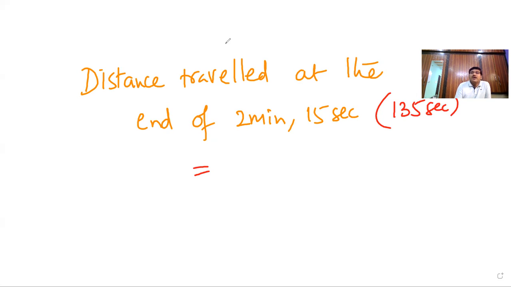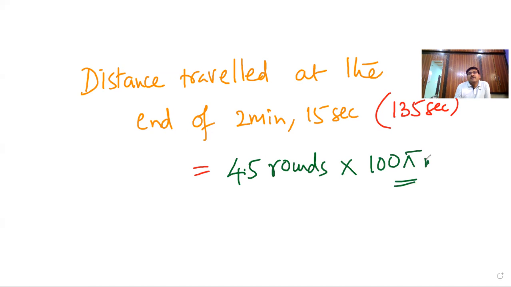How much? In one round, how much is traveling? Already we have calculated in 30 seconds how much is traveling. In one round, how much is traveling? That is 100 into the pi. In 4.5 rounds, four and a half rounds, multiplied with distance traveled in one round, 105 meters. So 4.5 into 105, 455 meters is the total distance.